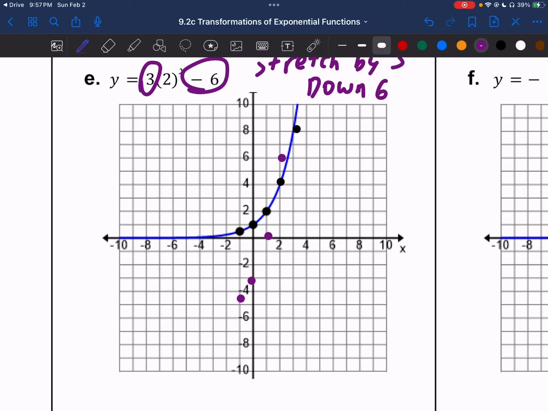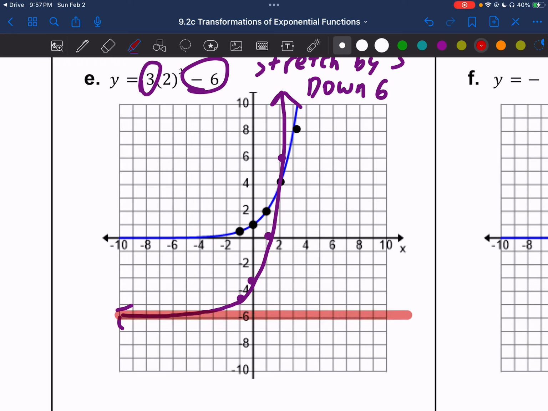And will we be able to do anything? 8 times 3 is 24. 24 minus 6 is too high for us to deal with. Okay. So we see that our graph is following along this pathway here, and our asymptote is at negative 6. And I probably could have picked some more of those negative points to help us out a little bit with that stretch of 3, but we didn't need to.